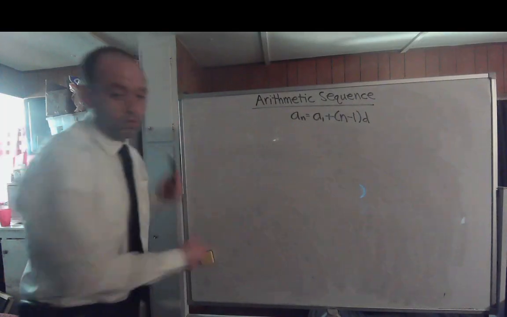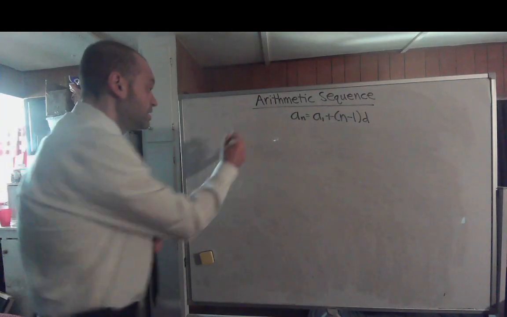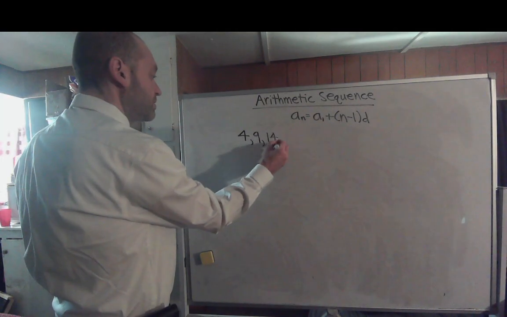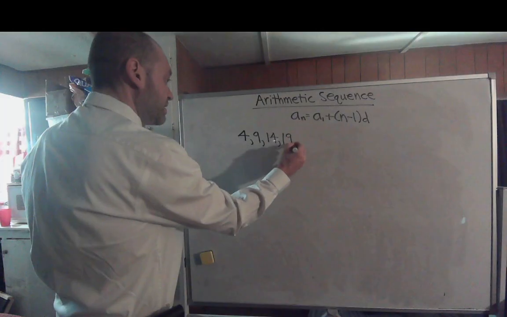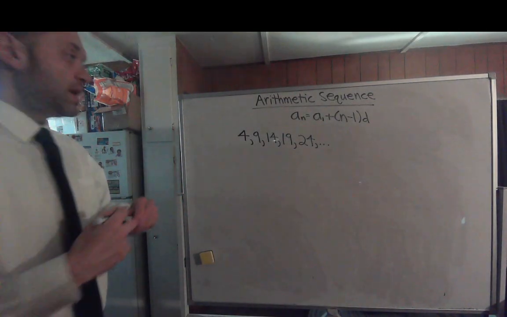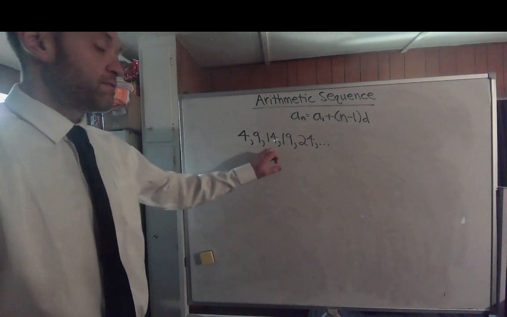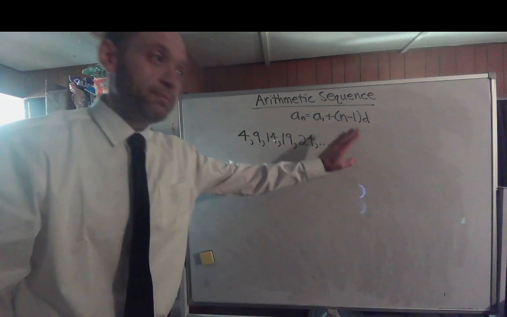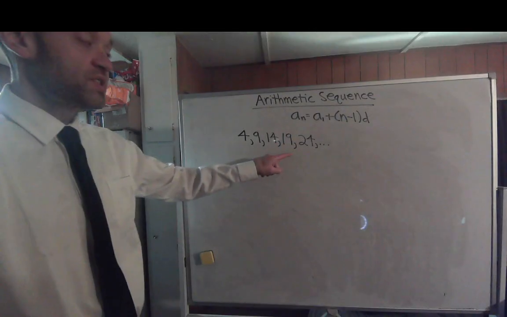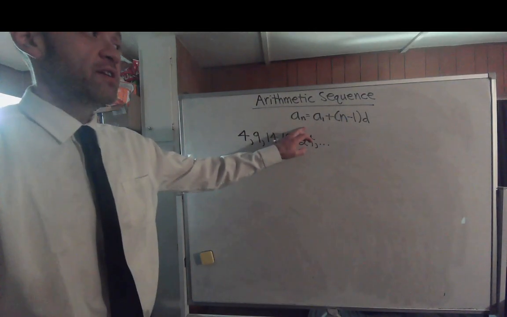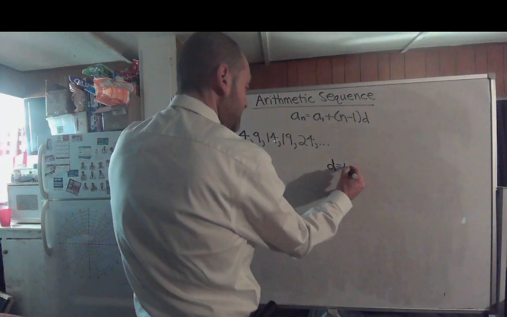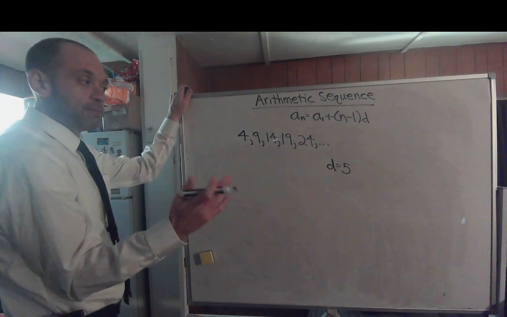So let's do another one here. Let's say I have another sequence, 4, 9, 14, 19, 24, and it just keeps going and going. If you look between each and every single term of the sequence, it goes up by 5 every term, right? So we've identified our common difference, d, to be 5.